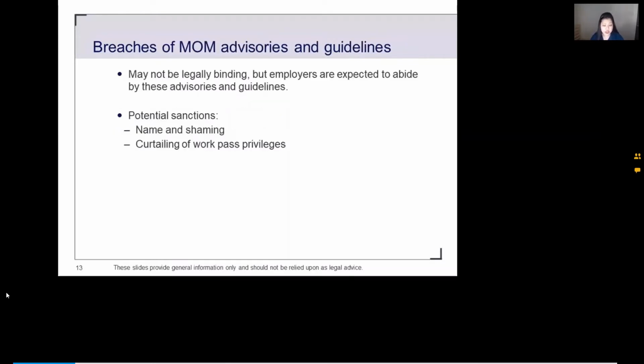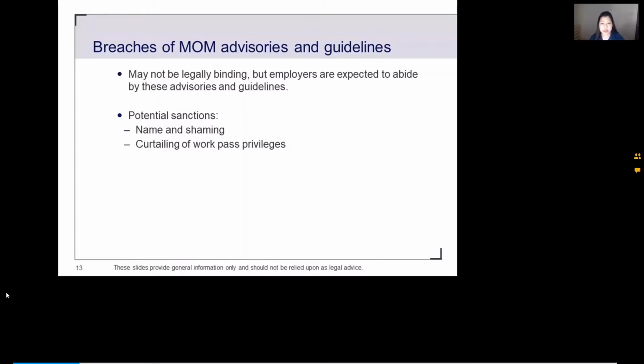Okay, so as I mentioned, there are also some MOM advisories and guidelines which apply that you should go to the website to have a look at. These guidelines may not necessarily be legally binding, but nonetheless, they are highly persuasive. Employers are expected to abide by these advisories and guidelines. And even if they may not have the force of law at this point in time, there are still consequences that may happen if you don't abide by them.